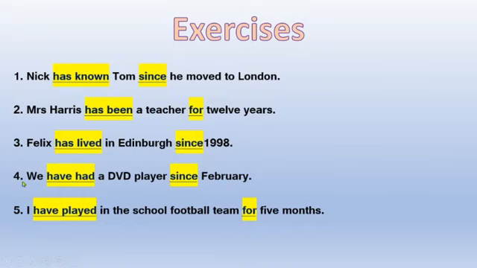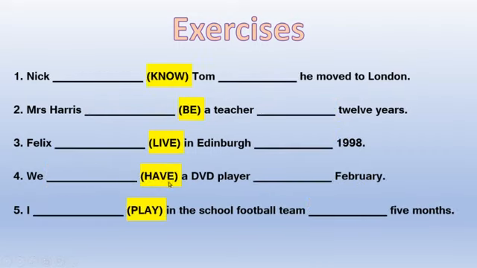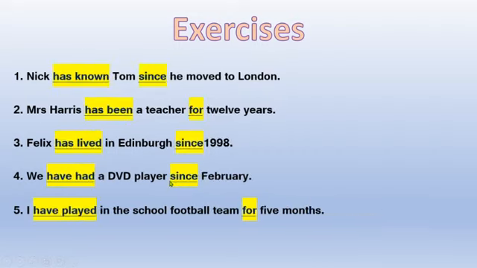4. We have had a DVD player since February. Now, have in past participle, had. We have had. Why have? Because we, it's first person. We have had a DVD player since February. We don't have a period. It's a month. Okay? That's why we use since.